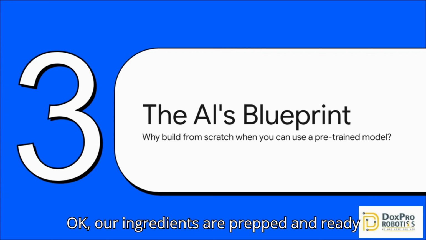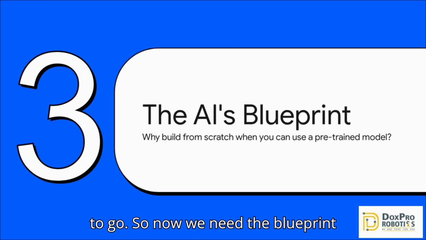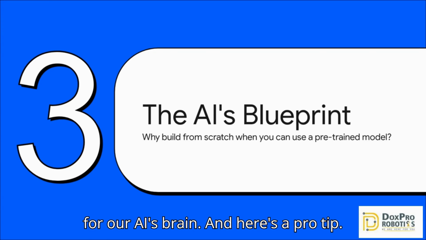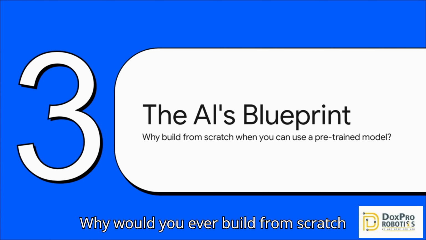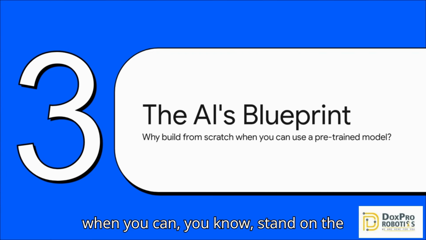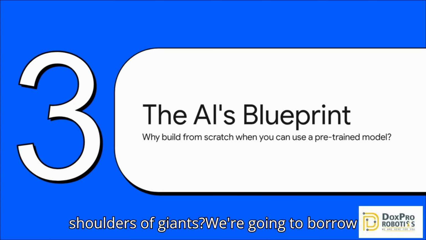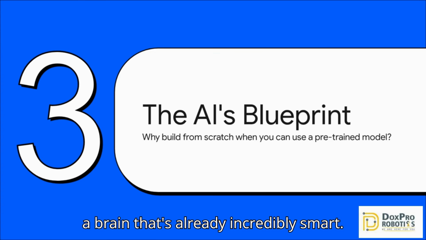Okay, our ingredients are prepped and ready to go. So now we need the blueprint for our AI's brain. And here's a pro tip. Why would you ever build from scratch when you can stand on the shoulders of giants? We're going to borrow a brain that's already incredibly smart.